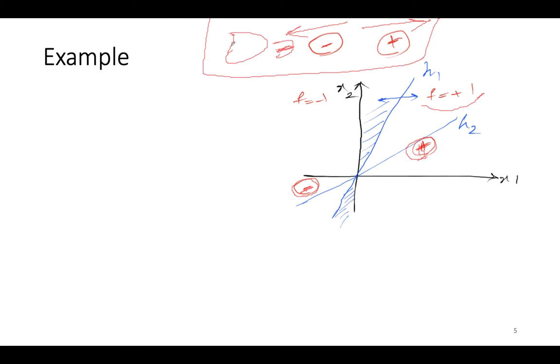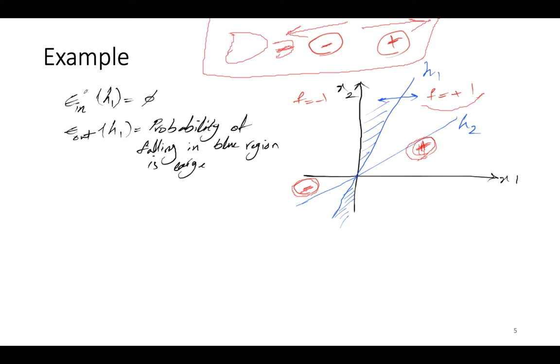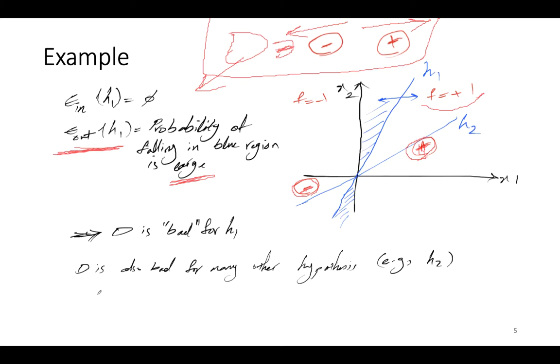However, looking at the capital D, where we had all our samples, perhaps somewhere in the future some might draw test samples from this D, and we're going to have a huge problem in this shaded area for H1, and for H2 it's going to be even bigger. So the in-sample error of H1 is zero, however, the out-of-sample error of H1, given that D was placing it left and right of X2, the probability of falling in the blue region is very large. The probability of falling in that bad region is very large. This is also true for H2, even worse. So we can say the data set D that H1 hasn't seen is bad for itself. D is bad for H1. Also, D is bad for H2, and many other hypotheses that are all here, perhaps.